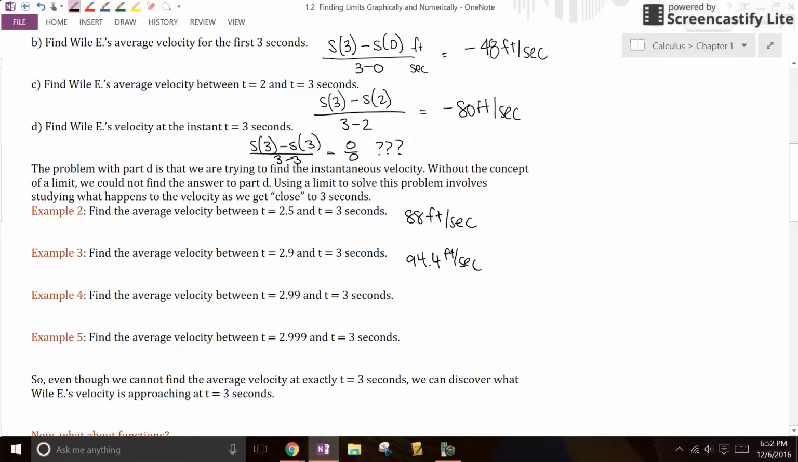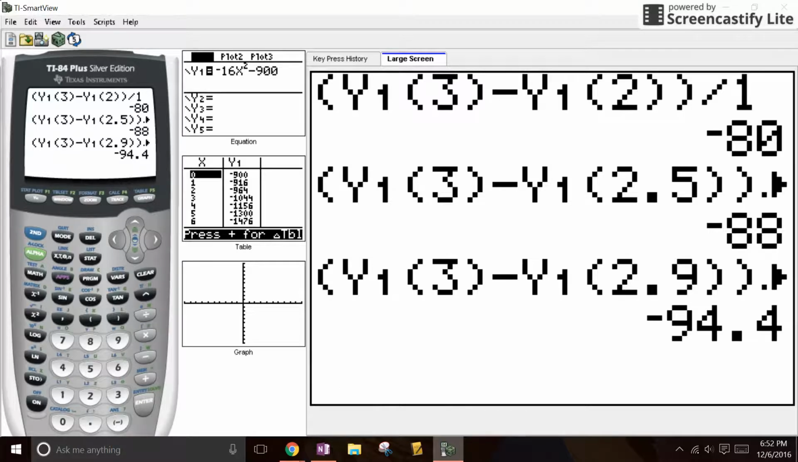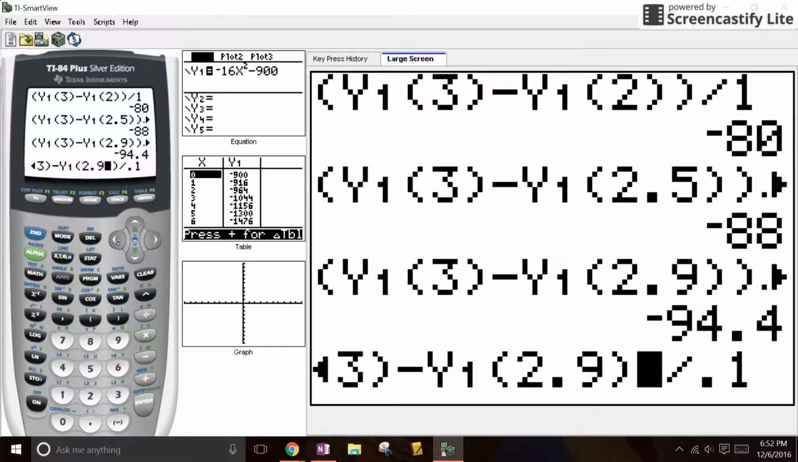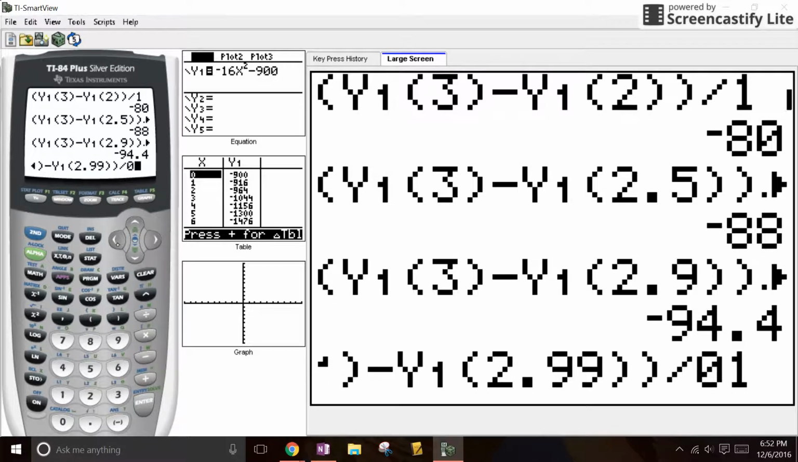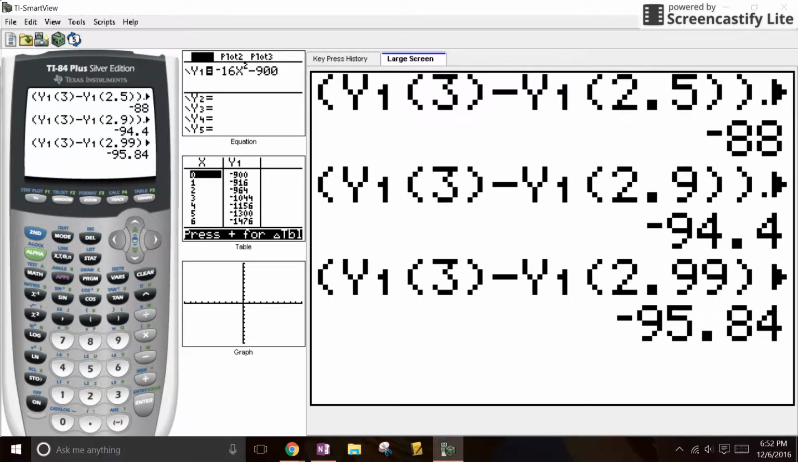Let's go 2.99. So it's almost 3, right? And a lot of people would call it 3. So second, enter. 2.99, second, insert another 9. That would be 0.01 seconds now. And how fast? Oh, I lost a parenthesis. That's not good. That would mess everything up, wouldn't it? Divided by 0.01. Ugh, why don't you want to give me a point? 0.1. Enter. 95.84. Holy macaroni.